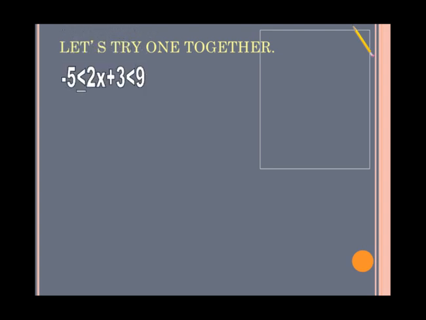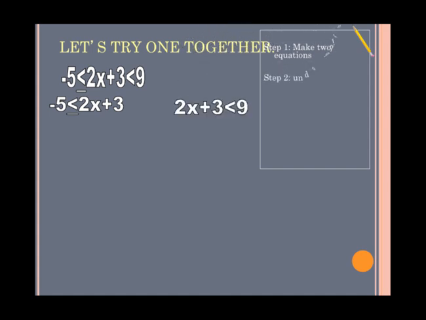Let's look at one more. This time we have negative 5 is less than or equal to 2x plus 3, which is less than 9. So again, the first thing that we want to do is break it up into two separate inequalities. And then we're going to undo any addition or subtraction, undo any division and multiplication, and solve for x in both of those inequalities.